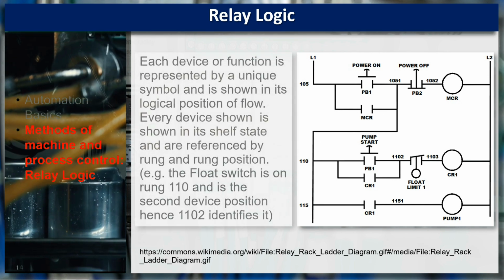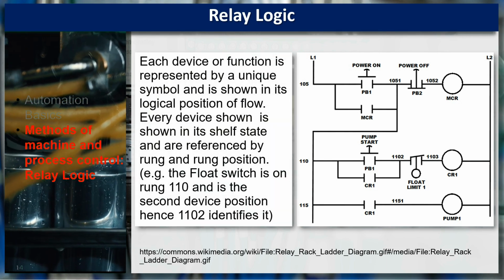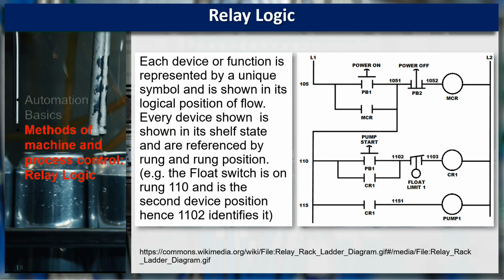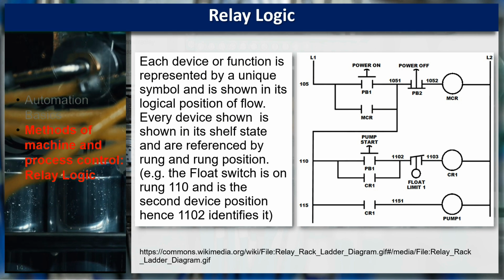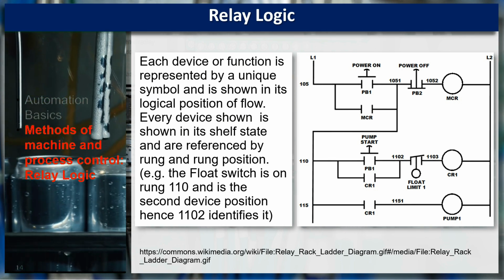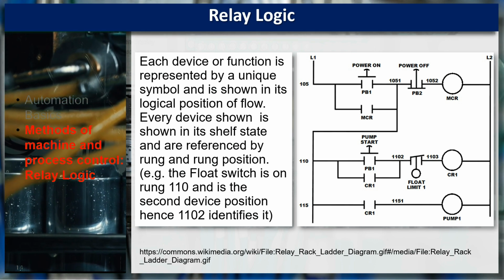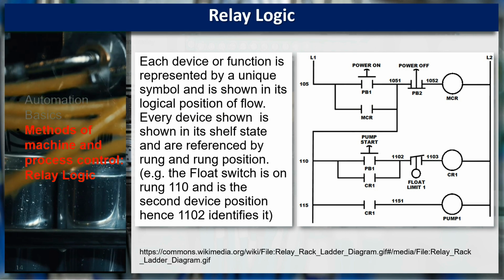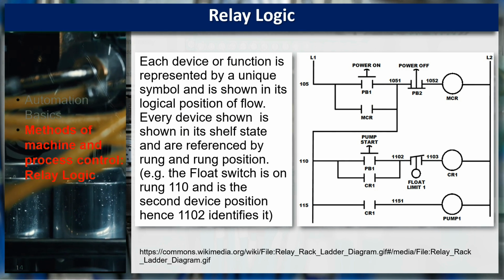Each device or function is represented by a unique symbol shown in its logical position of flow. Every device is shown in its shelf state and are referenced by rung and rung position. For example, the float switch is on rung 110, and it's the second device position, hence its number is 1102.